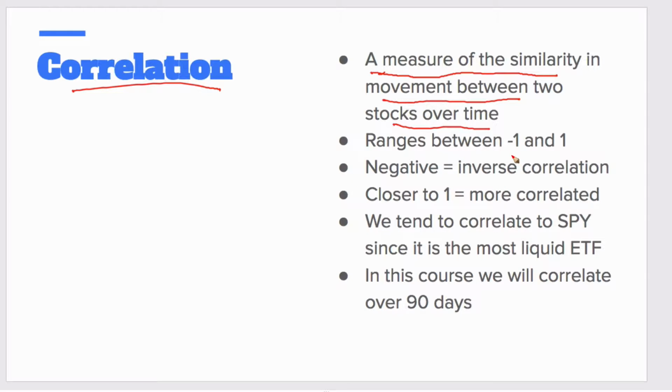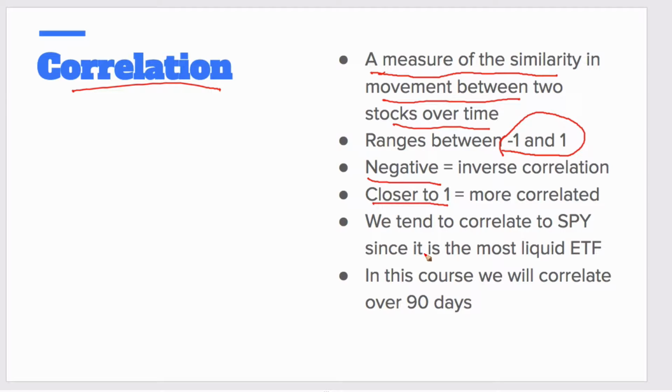When you actually quantify it, a correlation is going to range between -1 and 1. Okay, minimum -1, maximum of 1. If it's a negative number, that means the two items tend to have an inverse correlation with each other. And if it's positive, they have a positive correlation with each other. And the closer the number is to 1, the more correlated they are.